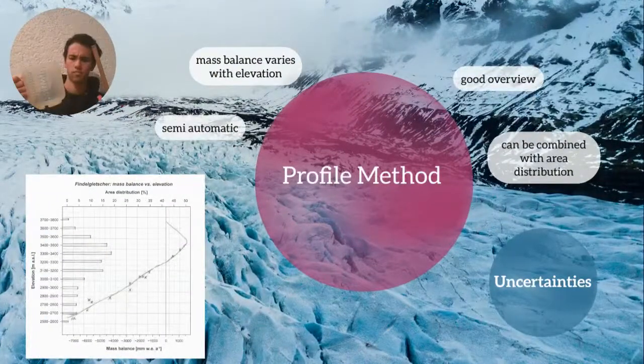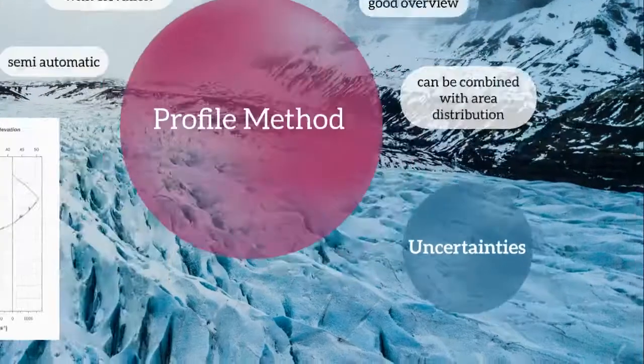Finally, we'll have a look at the third method, the profile method. It is another semi-automatic approach that compares mass balance with elevation. It provides a good overview of the total mass balance and can be combined with other information, like done in the example with the area distribution.